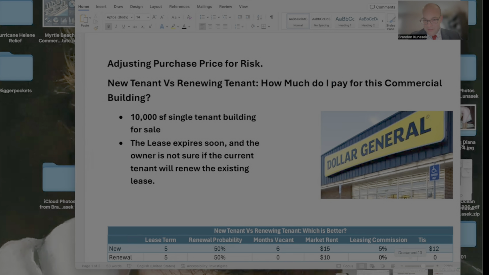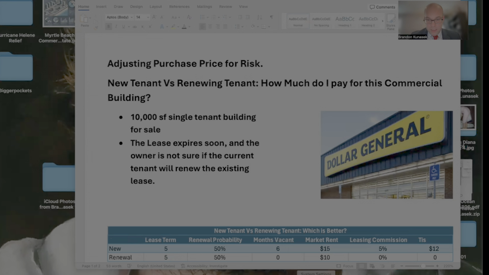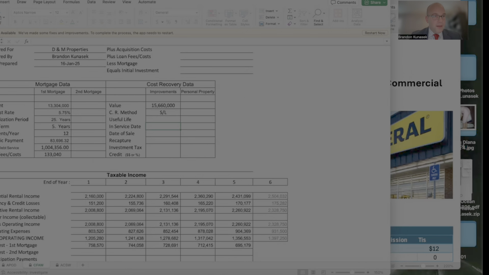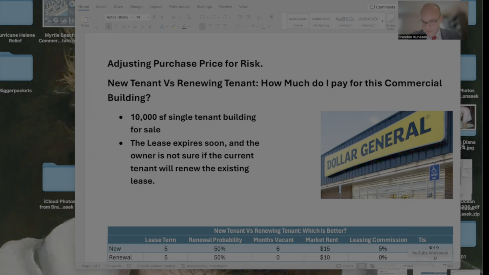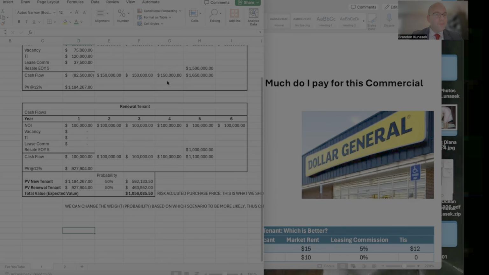So let me see if I can find it here. This is not the right one. Where is my spreadsheet, guys? Here we go. All right, let's check this one out.